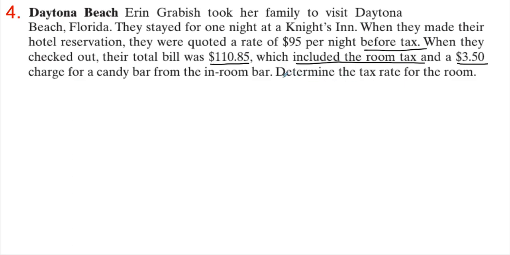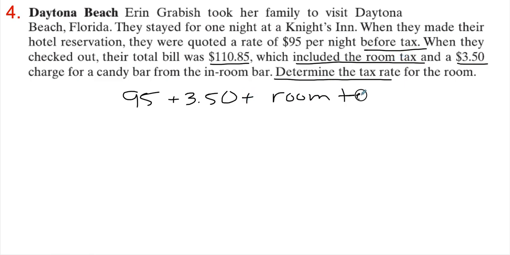Okay, we want to determine the tax rate. So we know we got our $95 for the room. Okay, we got a $3.50 charge on the candy bar, and then there's a room tax. All right, so plus room tax. We have to figure out how to get that. All of that together is $110.85. Okay. Well, you have to kind of understand how taxes work in order to figure out a room tax.